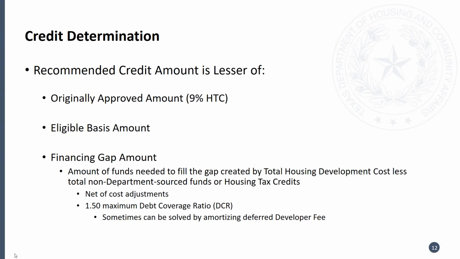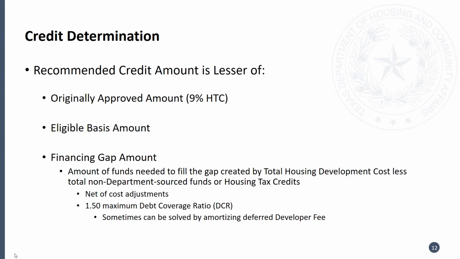So as long as there's a significant amount of deferred developer fee, we would analyze it as deferring that, or amortizing that deferred developer fee at the same terms as the first lien debt, and see if we can bring down the DCR to 1.50 or less. If that's the case, then the deal is not really oversubsidized.